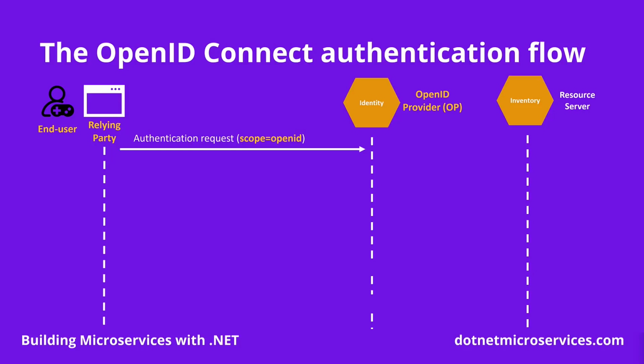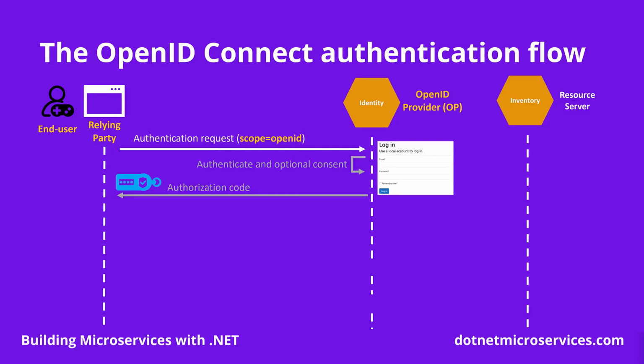Upon receiving this request, the OpenID provider redirects the end user to the sign-in page as usual, optionally asks for consent to specific permissions and then returns an authorization code. And just as before, the relying party then uses the authorization code to request tokens from the OpenID provider.